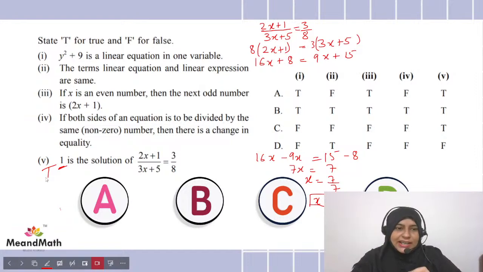And this statement is true. So which option is correct? All the first 4 statements are false. Only the last one is true. So option C is correct. I hope it is clear to all of you. If you have any doubt in any part, you can ask in your chat box.